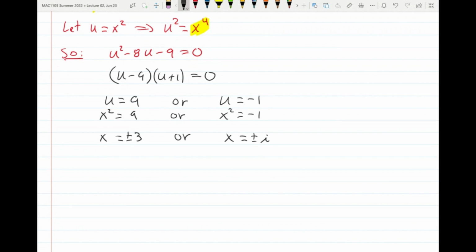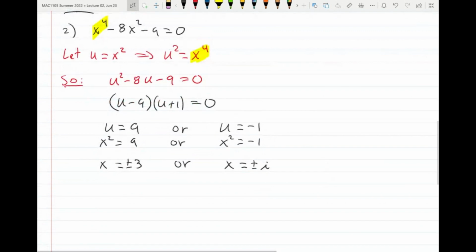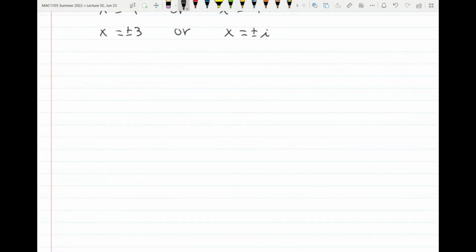And as expected, we had a degree 4 polynomial, and we found the 4 solutions, right? Positive 3, negative 3, i, negative i. Okay? Questions? All right, so let's see the next one.